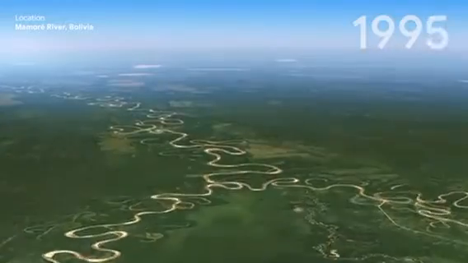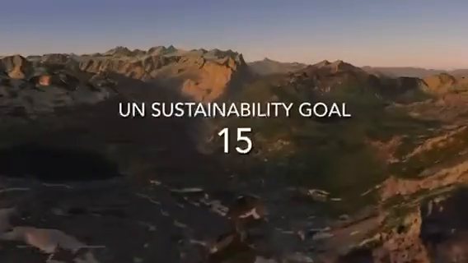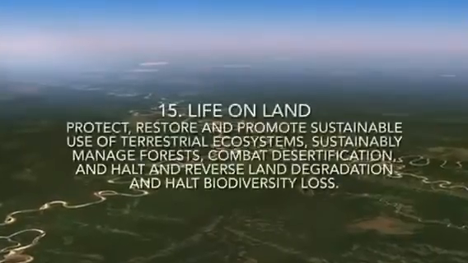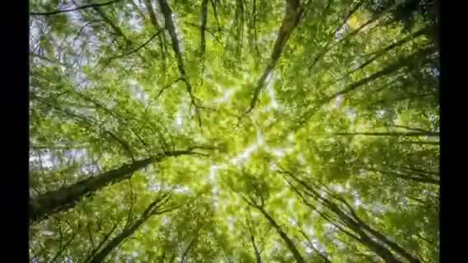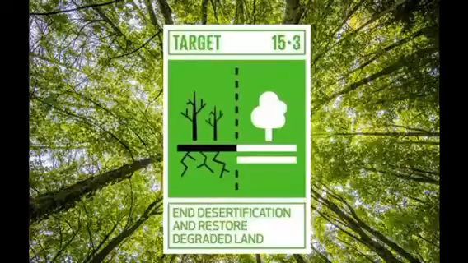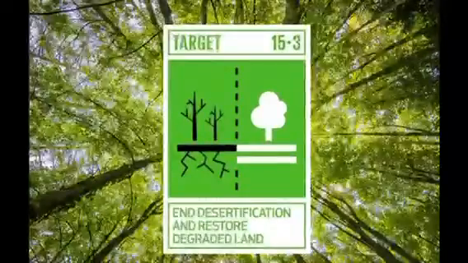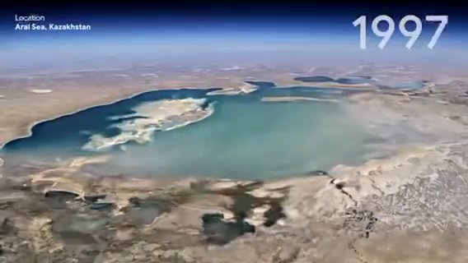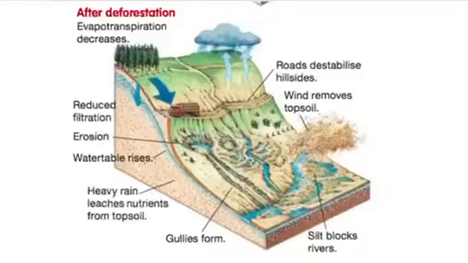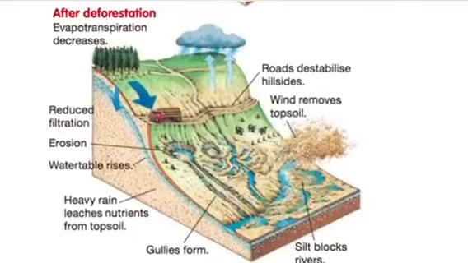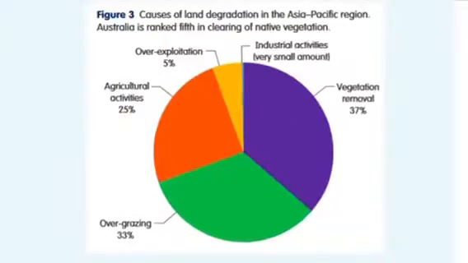To combat this challenge, the United Nations established the Life on Land Sustainable Development Goal in 2015. We focus on 15.3, which aims to end desertification and restore degraded land. Although desertification has occurred throughout Earth's history, the rate at which it has recently rapidly accelerated brings interpretations that human factors are the central concern for land degradation, especially in drylands where there is low rainfall.